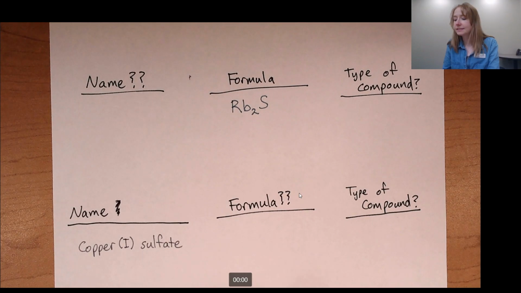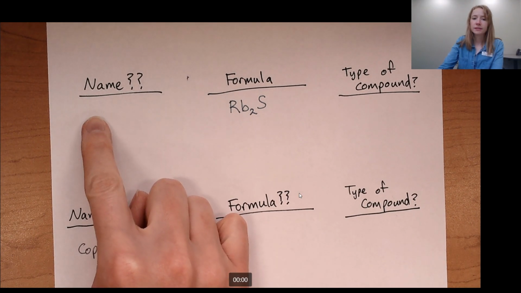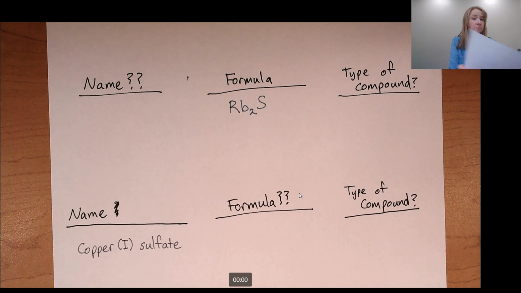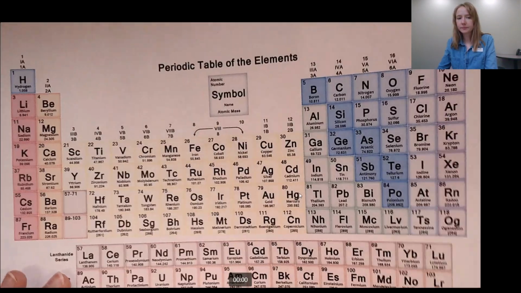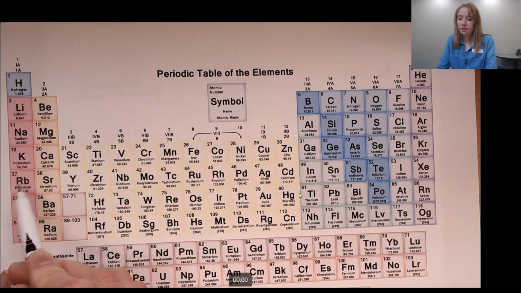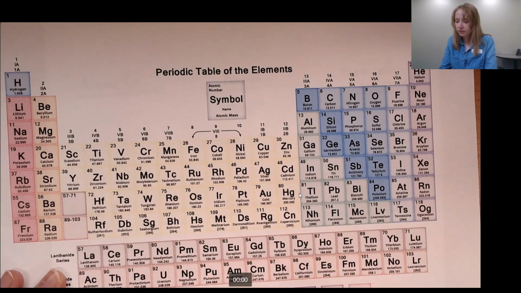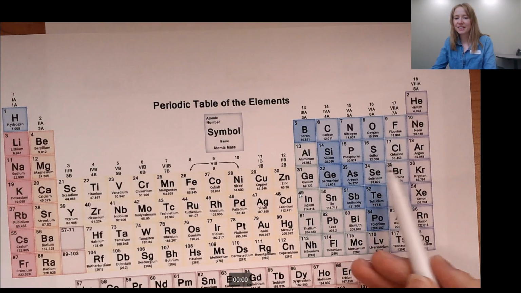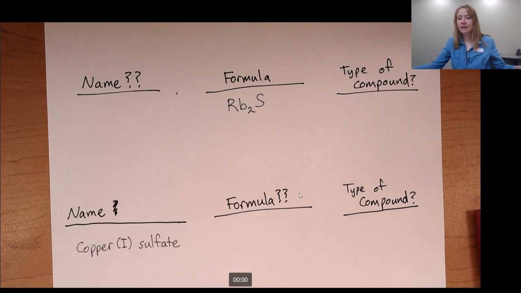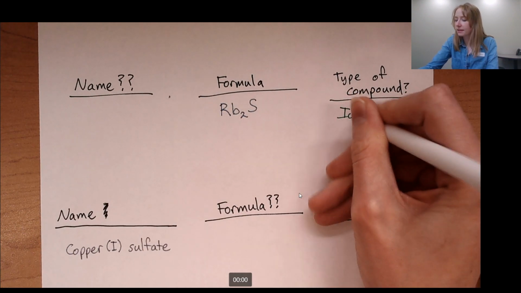Okay, so let's move on to our second compound in the table. And again, we need to provide the name, but we're given the formula. So here we have a compound made up of 2 rubidium and 1 sulfur, and we need to determine if this is ionic or covalent. So if I go back to my periodic table, here's rubidium over here on the very left, group 1A, so that's going to be a metal. And then sulfur over here on the right-hand side is a nonmetal. So we have a metal and a nonmetal, and that means that we have an ionic compound.